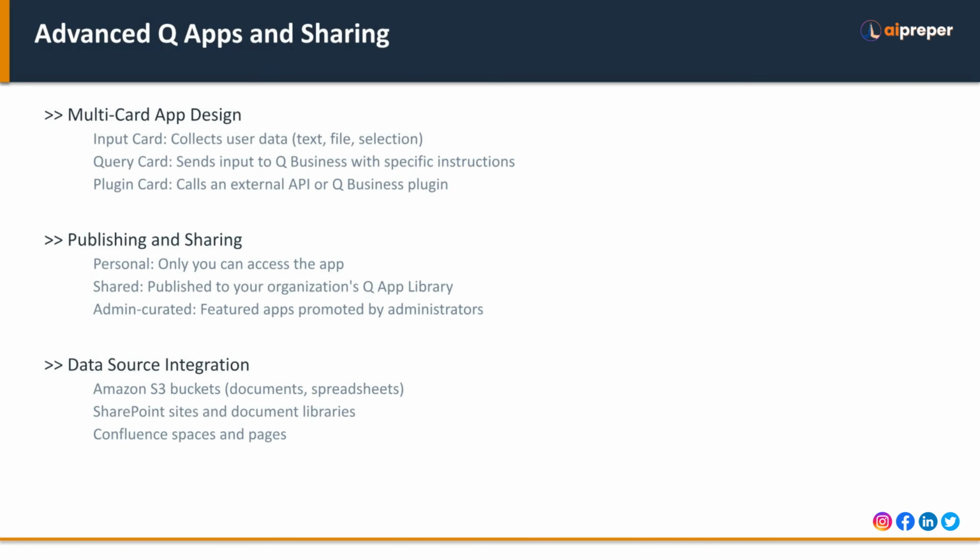Advanced Q apps involve multi-card design, including input, query, and plugin cards. Sharing options range from personal access to organization-wide libraries and admin-curated apps. Data source integration includes Amazon S3, SharePoint, and Confluence.